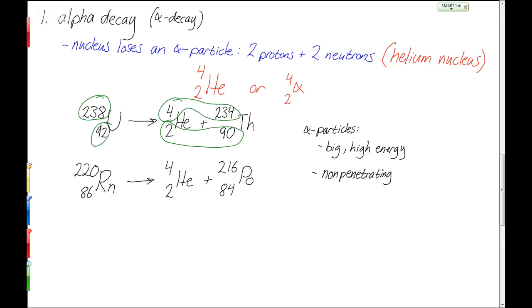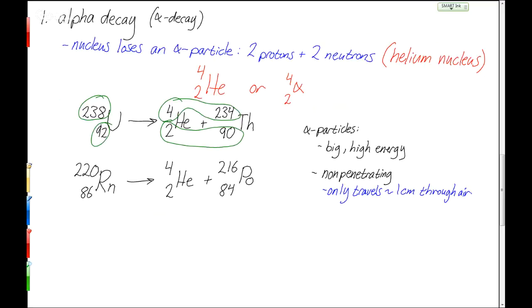So for instance, and this is something we'll see in lab, they can only make it a centimeter or so through the air. They can't make it through your skin. They hit air molecules and dissipate. So you could have a giant, powerful, alpha-emitting radioactive rock right here, and as long as you didn't get right up in it, you'd be okay because the air would block those alpha particles from hitting you.